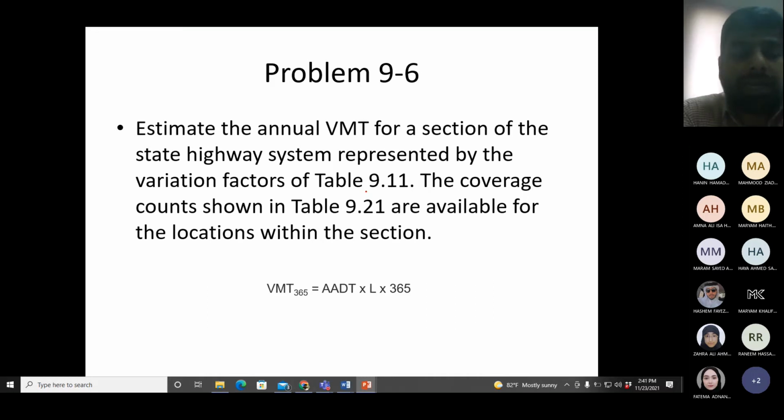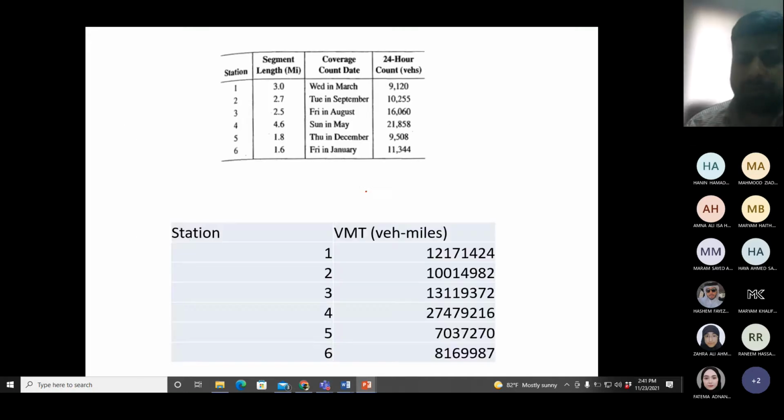If you want to calculate vehicle miles traveled for a segment for the entire year, you will use the equation given for VMT 365 here. You take ADT, which is the average for the entire year for the section, multiply by L, the length of the section, and multiply by 365, the number of days in the year. ADT is for 1 day of the year, so you multiply by 365 to get vehicle miles traveled for the entire year on this section. Okay. So let us do a small example.